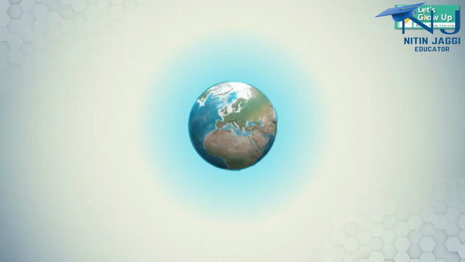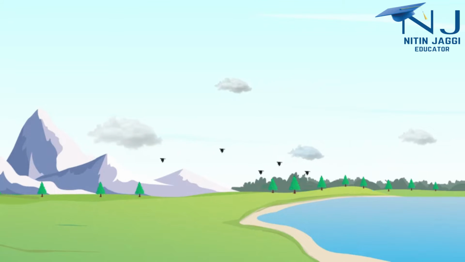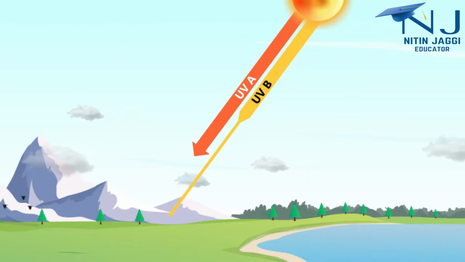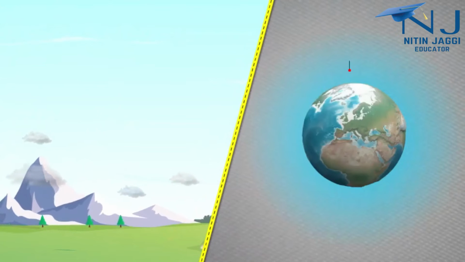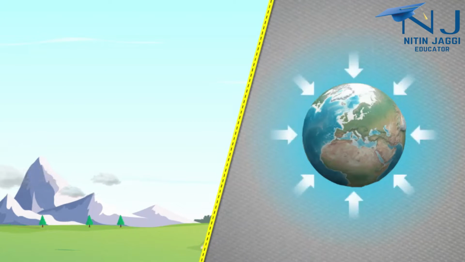Let's understand the layers of atmosphere. The atmosphere plays an important role in making life possible on Earth by protecting our Earth from harmful UV radiation of the Sun. The atmosphere of Earth is the layer of gases, commonly known as air, that surrounds the planet Earth and is retained by Earth's gravity.